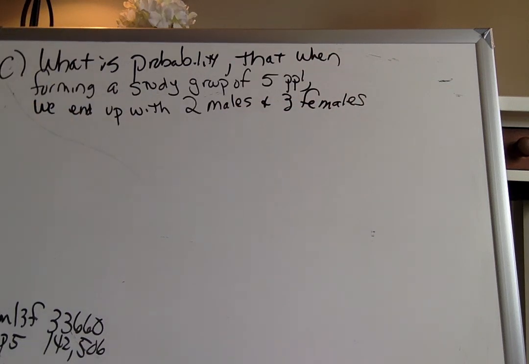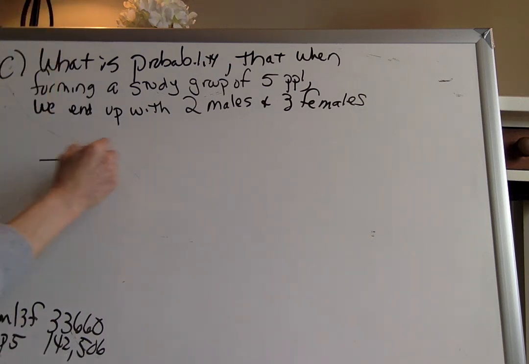What is the probability that when forming a study group of 5 people, we end up with 2 males and 3 females? So what is the difference? The biggest difference between A and B and this one is that A and B said how many ways. That is counting, numbers bigger than 1. This says what's the probability, so this has to be a number less than 1.